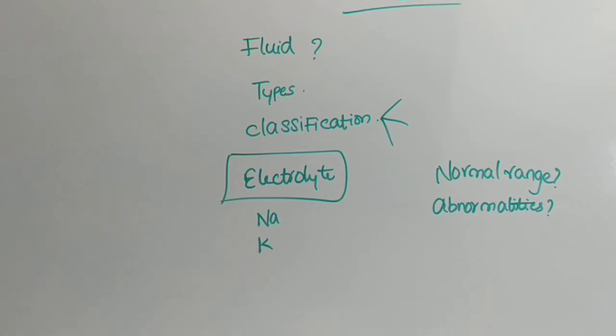Next, move on to potassium. Here, hypokalemia and hyperkalemia, these are the two things we will see in each and every individual. The potassium normal range is 3.5 to 5.5 milliequivalent per liter. If it reduces to less than 3.5 milliequivalent per liter, it is considered as hypokalemia. If it exceeds 5.5 milliequivalent per liter, it is considered as hyperkalemia.